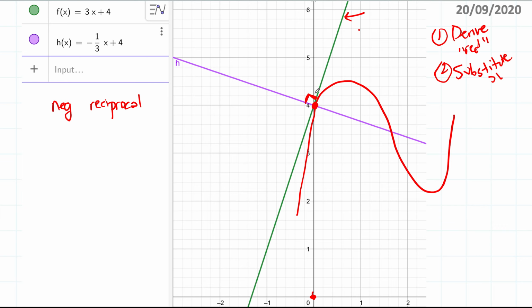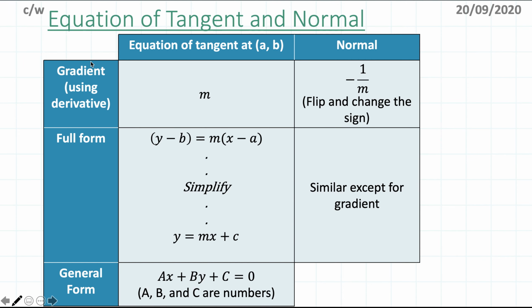And then if I want to find the normal, I'll just follow the negative reciprocal and I'll get the gradient of the normal line. Now, what we're going to do in this video is actually find the full equation of the line. You should know how to find the gradient of the tangent because it's just a derive and substitute method. So just to summarize, for the equation of the tangent, let's say you have your coordinates a, b, where I'm going to call them a, b instead of x and y. The gradient m is found using the derivative, and then the normal is just a negative reciprocal.